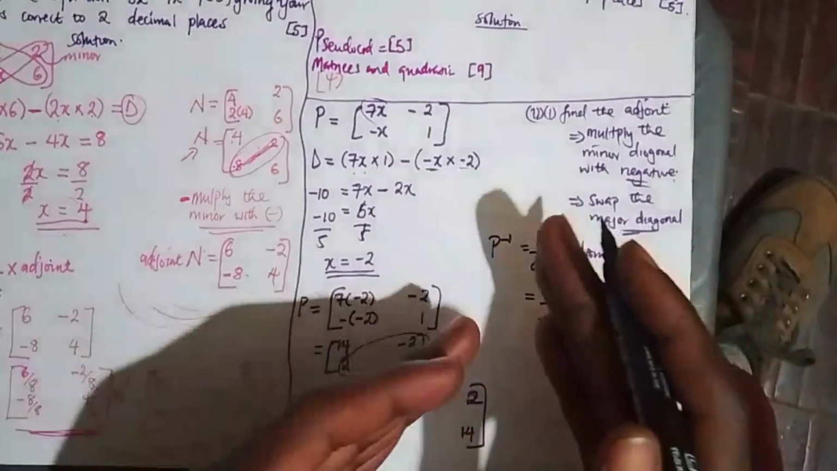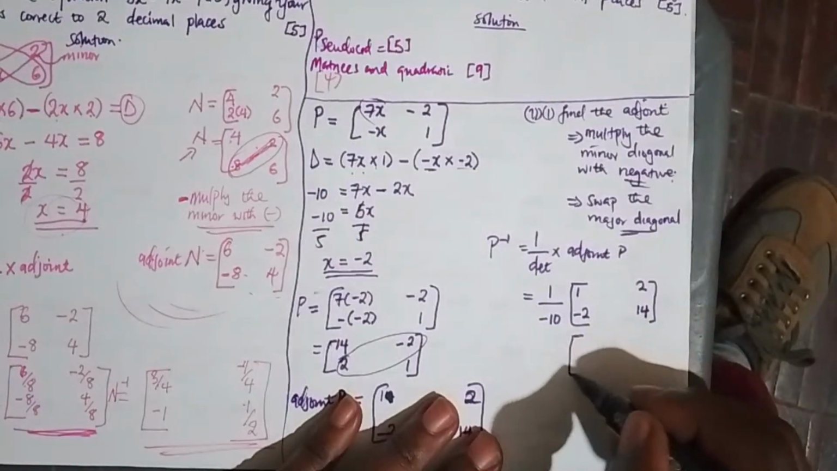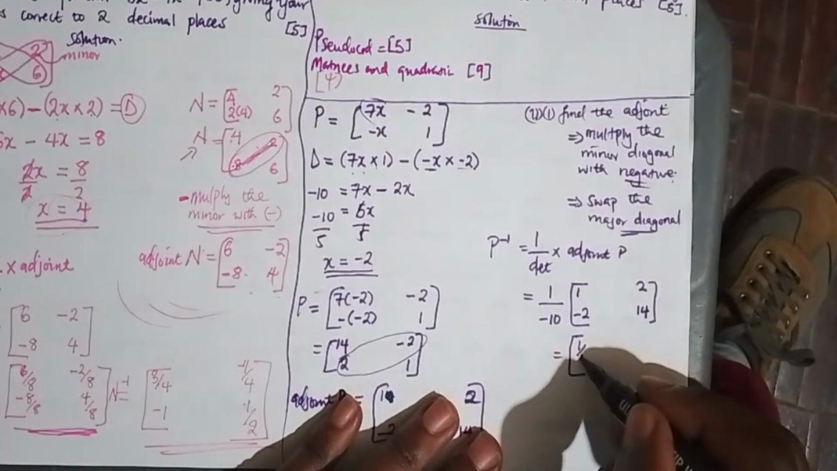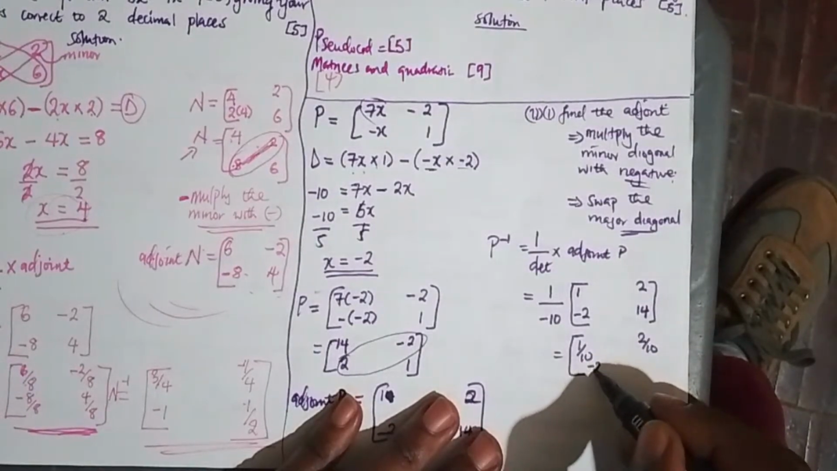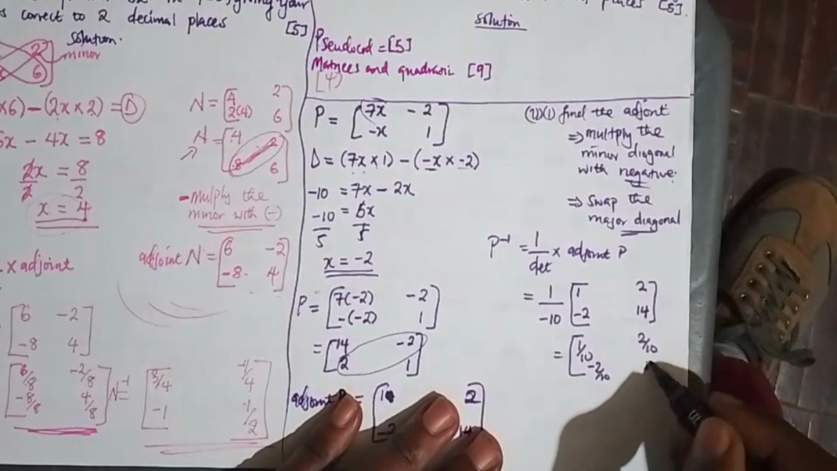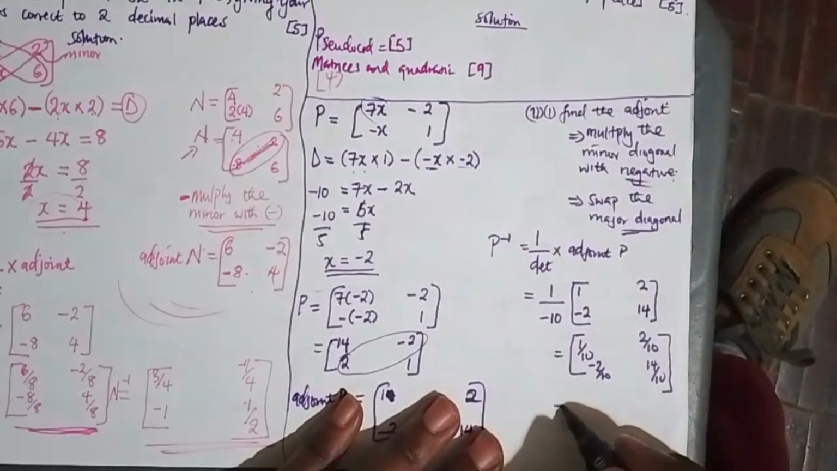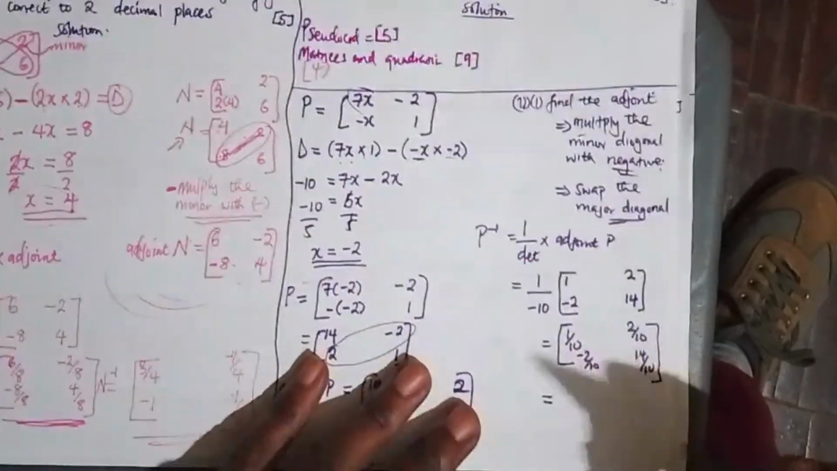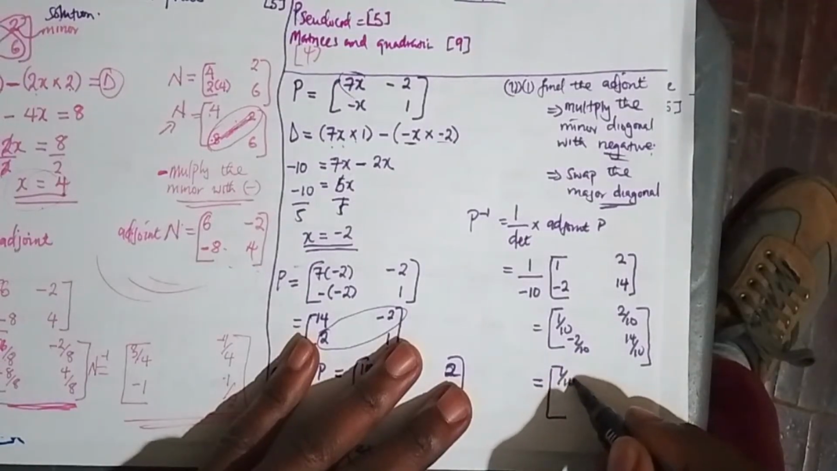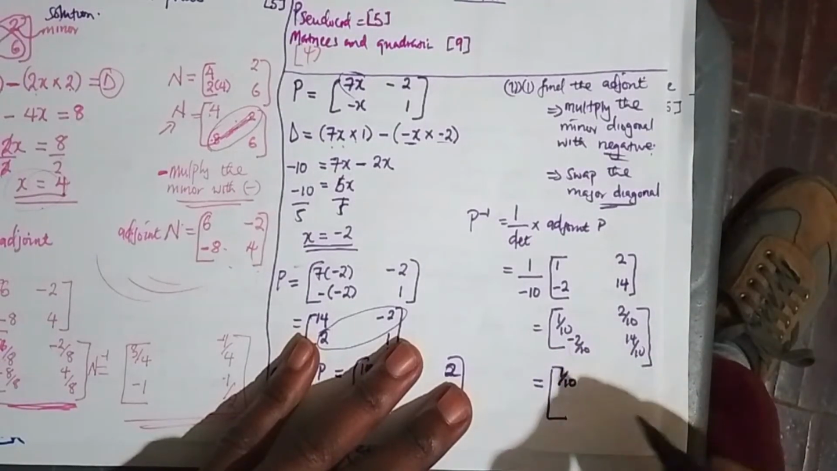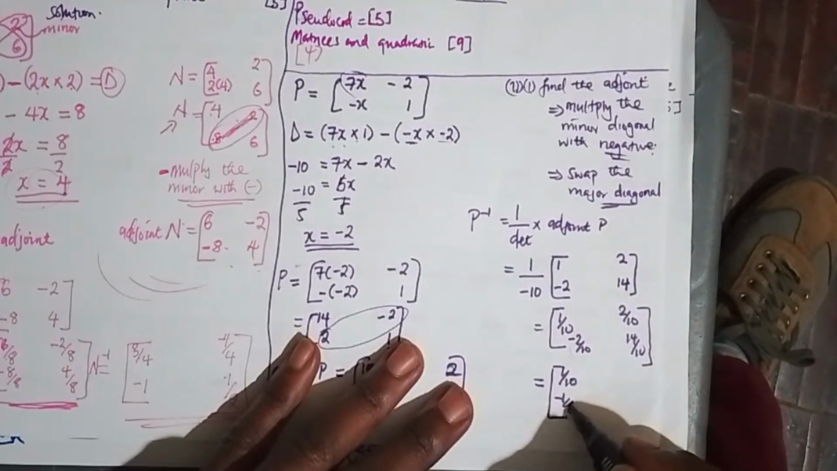Then you are going to just take 10 inside. So you are going to say 1 over 10, 2 over 10, negative 2 over 10, 14 over 10. Then the next step is to simplify what you can simplify. So here we can see that 1 over 10 cannot be simplified, but this one can be simplified. We have negative 1 over 5.